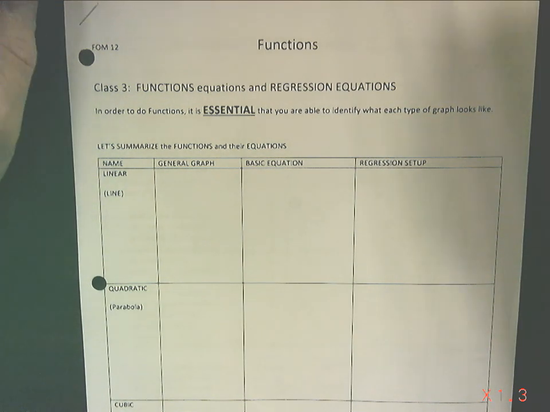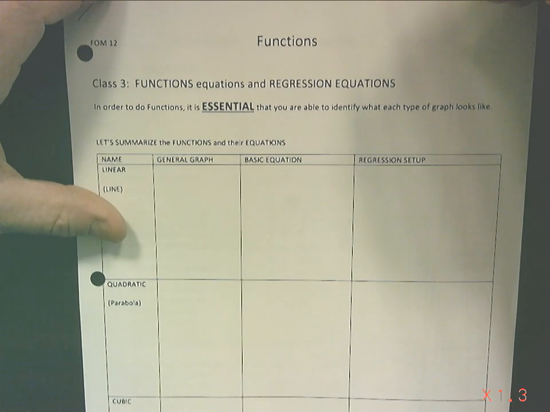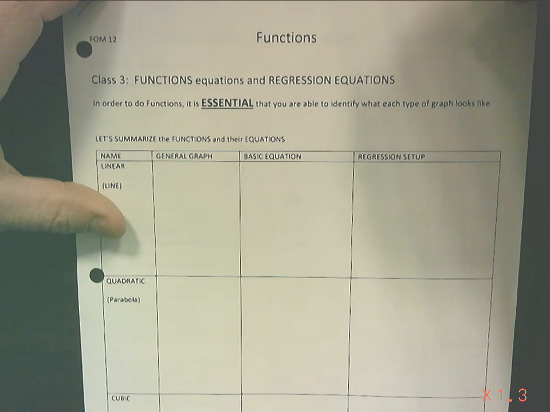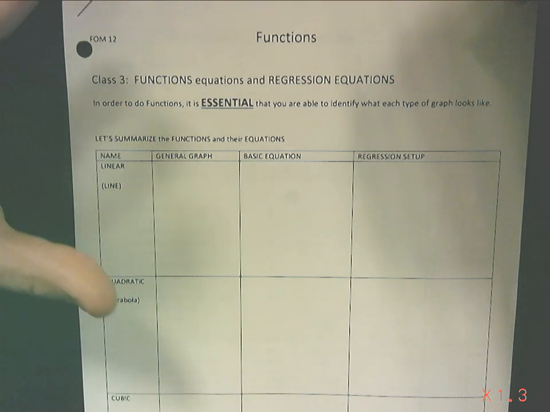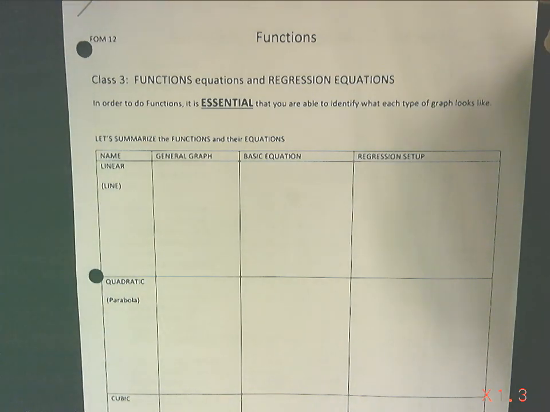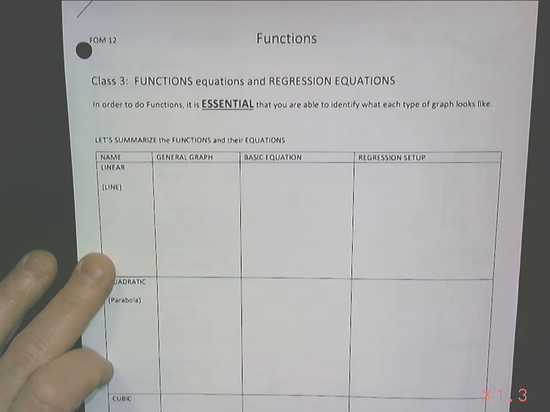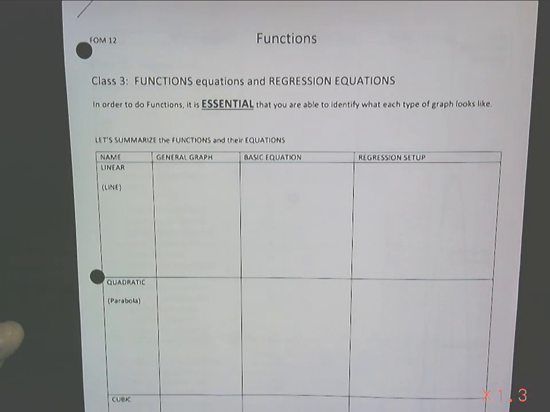All right, this is third class on functions. Today is when the rubber hits the road. So you know what all of these functions should look like. It's just now what is the equation and what is the regression, because you're going to be given a bunch of data that you'll see as we go through this. And that data is going to follow one of these particular functions.